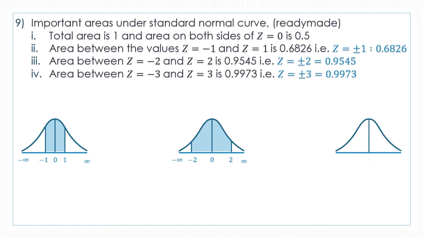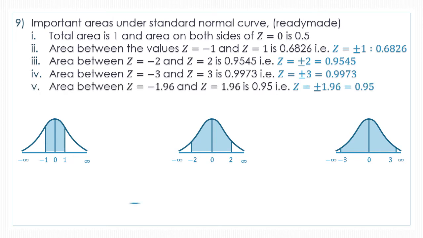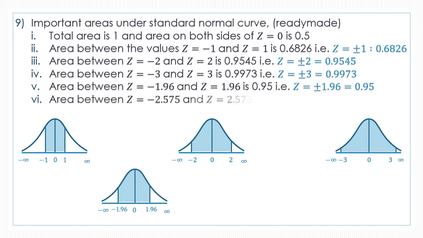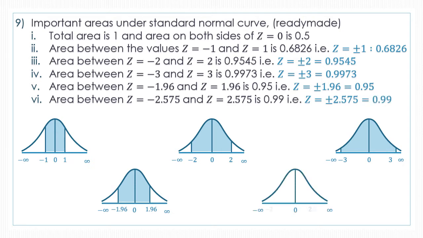So its curve will be between -3 and +3, which is 0.9973. Then area between -1.96 and +1.96 will be 0.95. It will be like this. And the last one, the area between -2.575 and +2.575 is 0.99. So these are the properties of standard normal curve or the standard normal distribution. So you need to remember 6, 7, 8 and 9 numbered properties very carefully for this distribution.